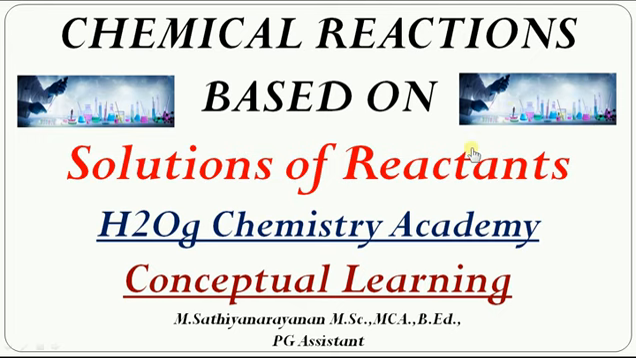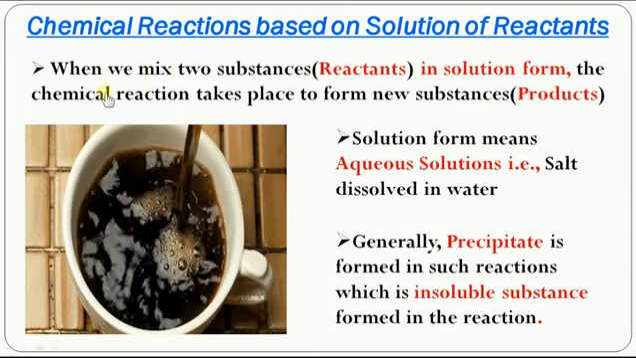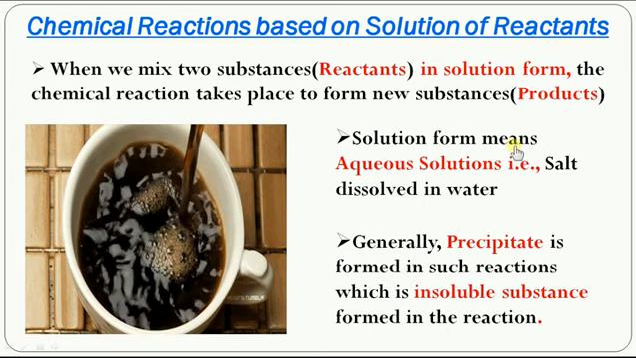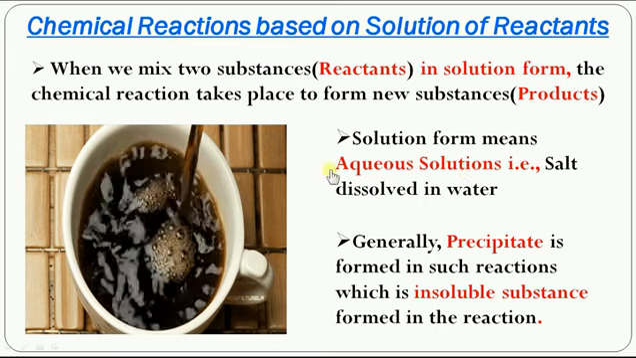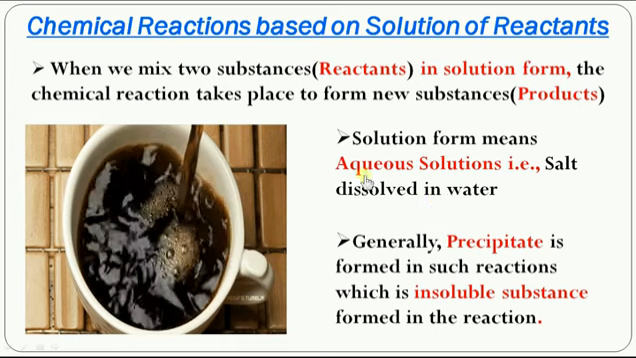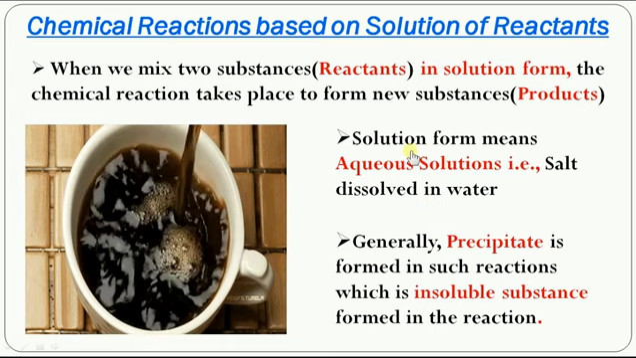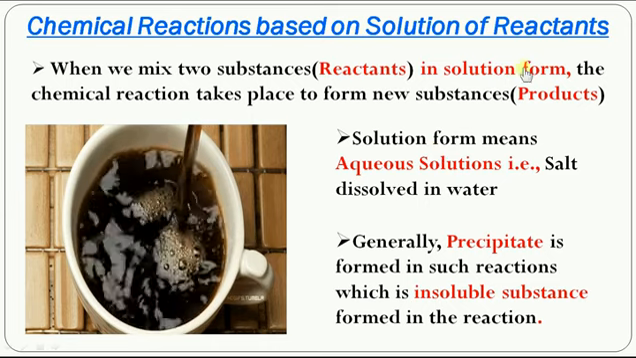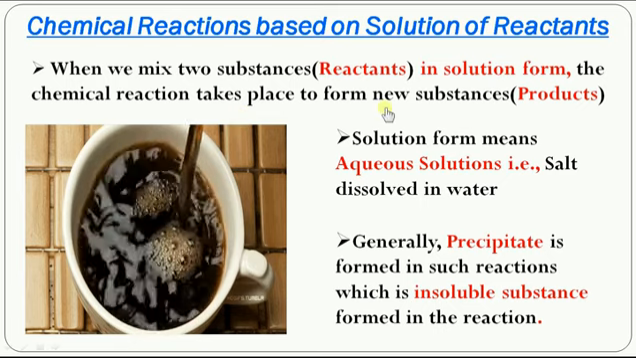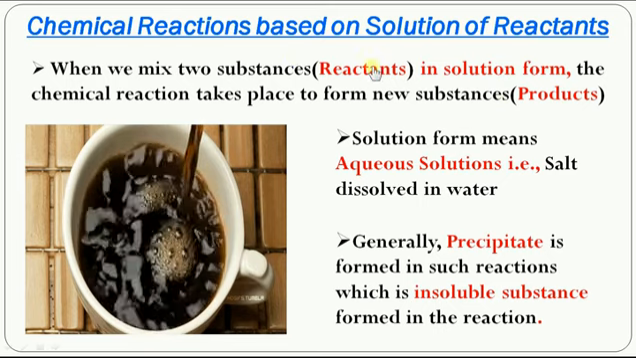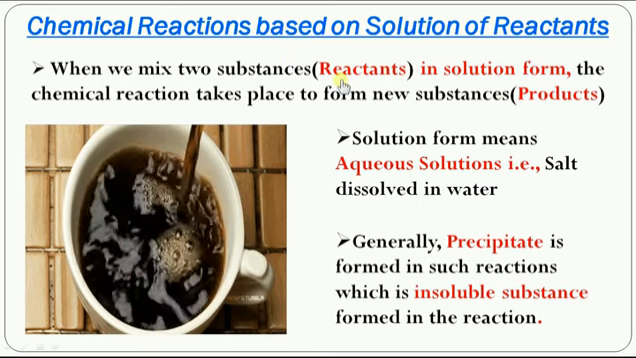Let us see some examples so you will understand the concepts very clearly. First one, when we mix two substances in the solution form. What do we mean by solution form? It's called aqueous solution. We know that the word aqua means water. So a particular salt dissolved in water is called aqueous solution, otherwise called solution form. When we mix two substances in the solution form, a chemical reaction takes place to form new substances. Only in the solution form do these reactions occur, whereas in the solid form they will not.